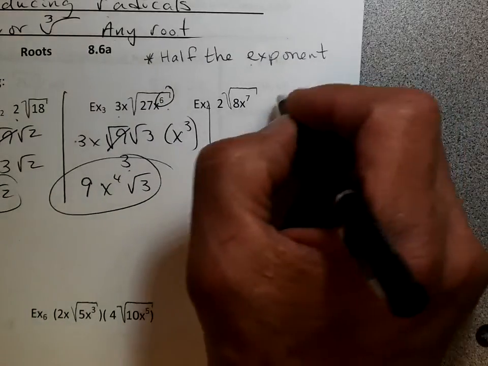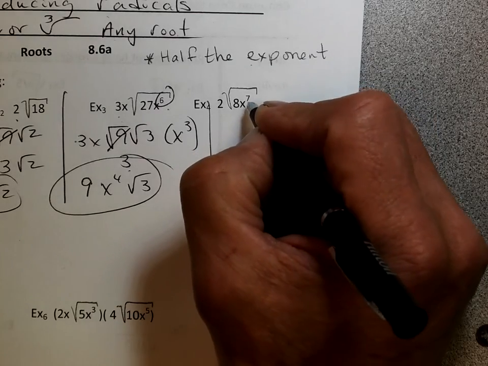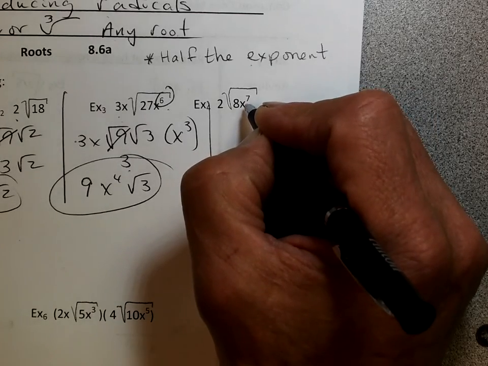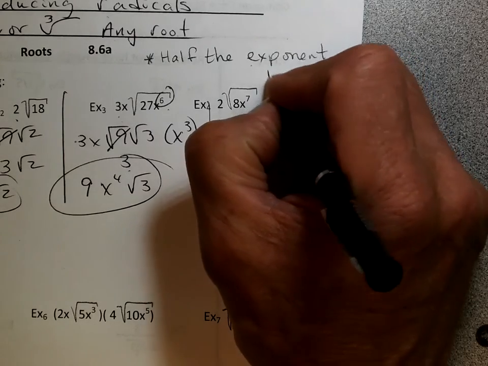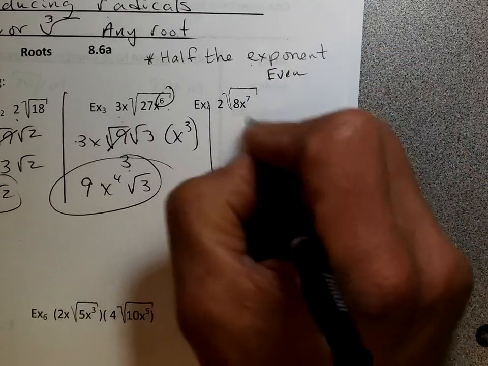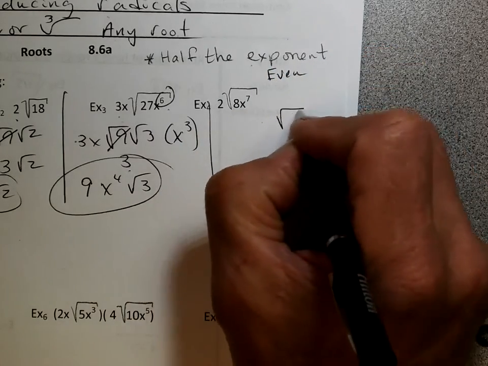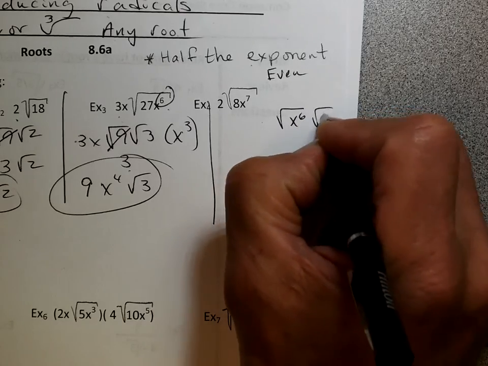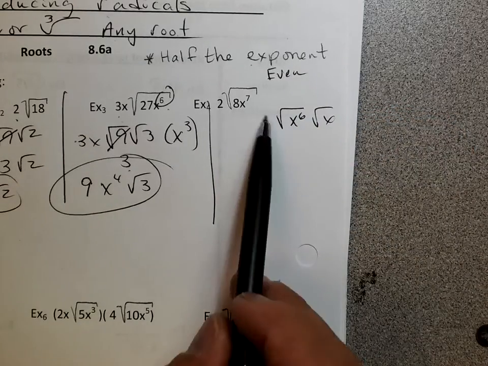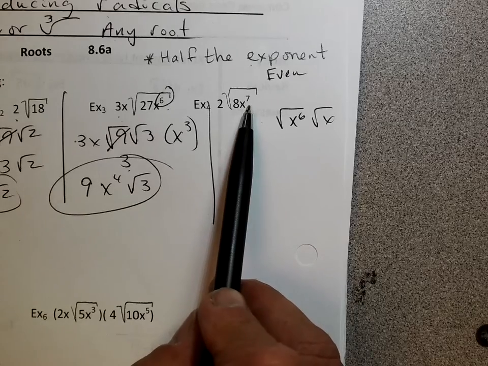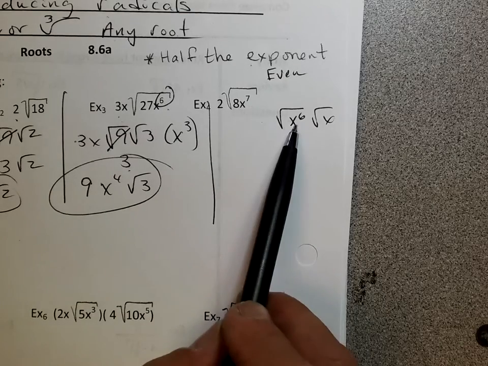Okay, how about 4? Problem with 4 is if I'm going to take half the exponent, we don't want decimals. So what I'm going to do is make it an even number. To make it even, I'm going to rewrite this as the square root of x to the 6th times the square root of x, okay? So I take 1 away from it. I want to at least reduce it somewhat. So I need to make an even number out of the exponent, okay?